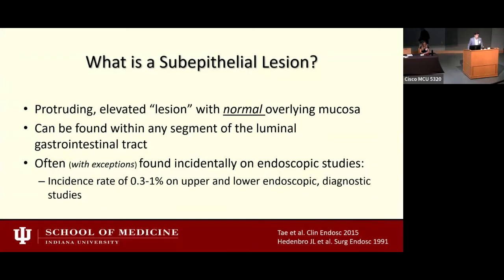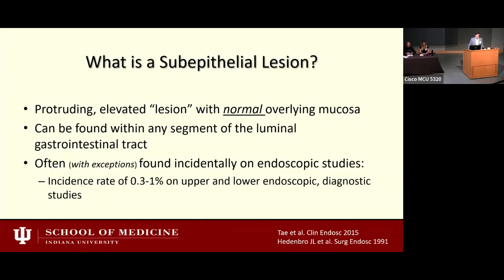So let's start with what is a subepithelial lesion. I think most of us would agree it's a protruding elevated lesion with normal overlying mucosa. Now that being said, it's not infrequent where I will have a patient referred to me for EUS with a subepithelial lesion where there is actually a mucosal component. But if we're going to be strict with the definition, I think this is probably the most important aspect. They can be found anywhere in the luminal gastrointestinal tract, and they're most often found incidentally. That's the most common circumstance for the patient with one of these findings to be sent to you.